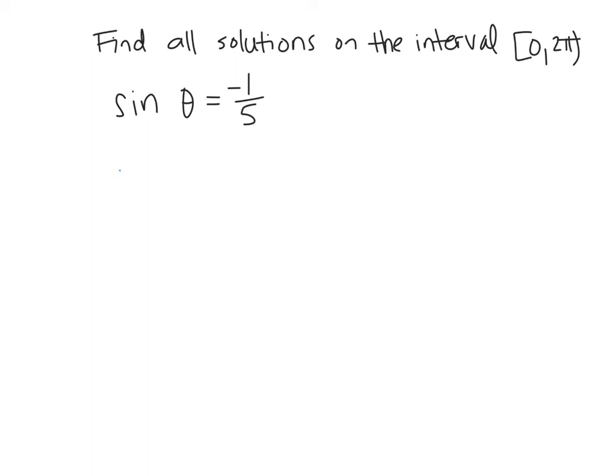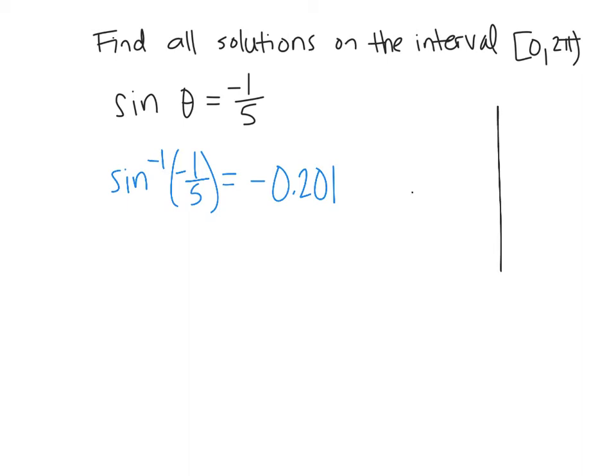So what I'm going to do is hit second sine, and it'll take me to my little inverse of negative 1/5. And when I type that in, what I get from my calculator is negative 0.201. So let's think about this. The sine is the y value, right?